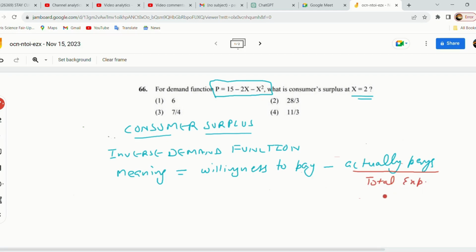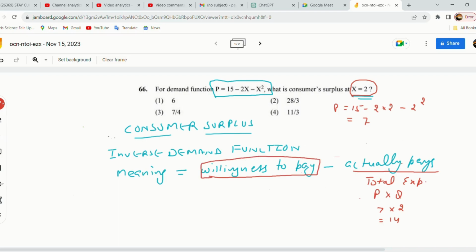This is total expenditure. And how do we calculate that? We multiply price with quantity. The quantity here is x is equal to 2. So first we put this x is equal to 2 into this function. We get p is equal to 15 minus 2 multiplied by 2 minus 2 raised to power 2. If you solve this, you get 7. Price is 7 and the quantity is 2, so we get 14.